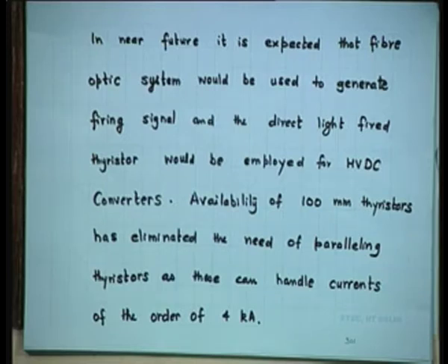Immense possibilities. Availability of 100 millimeter thyristors has eliminated the need of paralleling thyristors, as these can handle currents of the order of 4 kiloamps. So, this is the progress going on in the power electronics area, which will affect power systems as well.